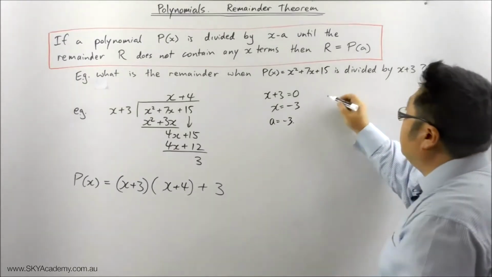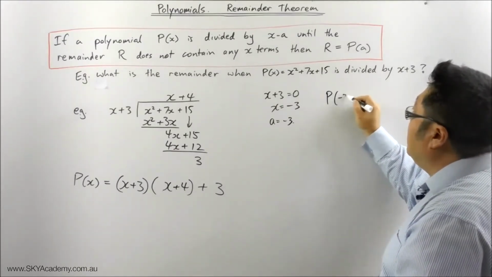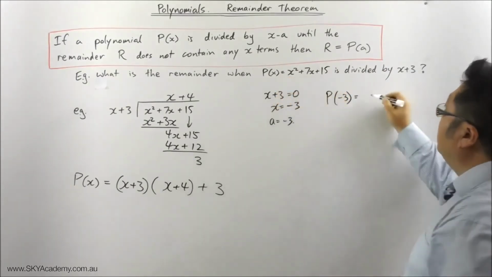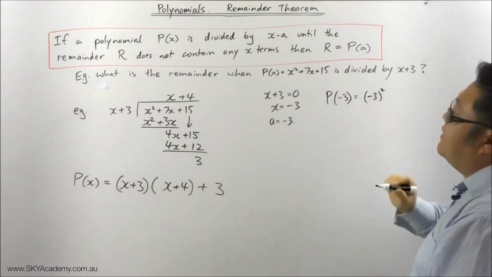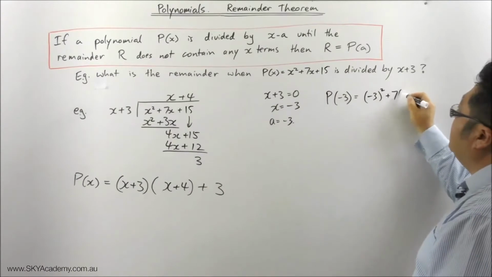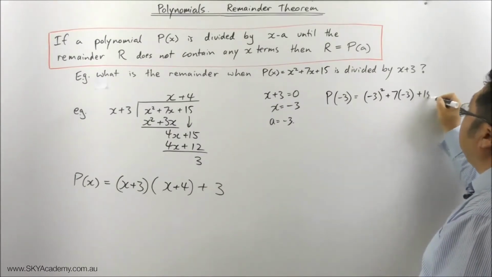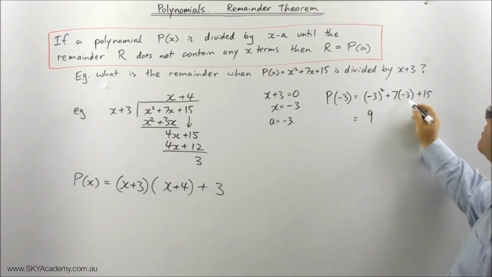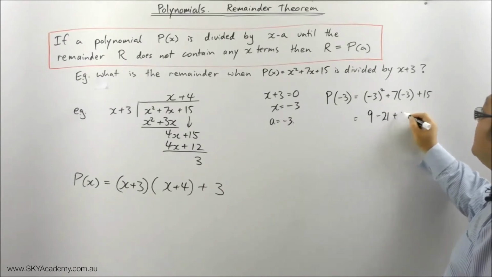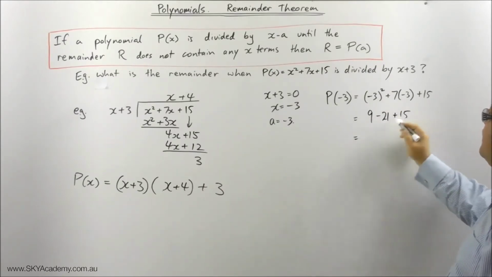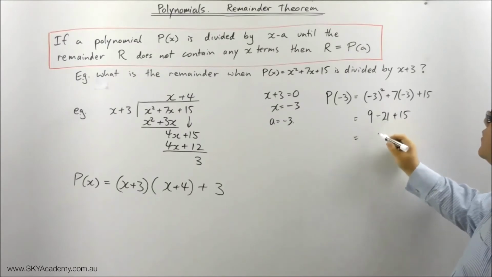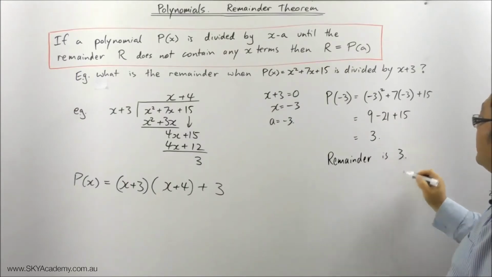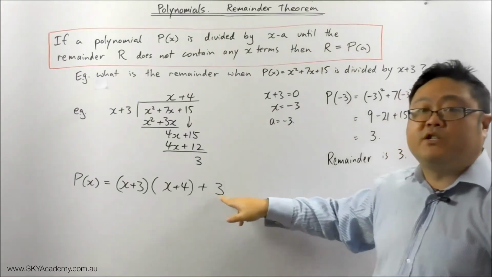Okay, so p of minus 3 equals, we substitute this into that equation, minus 3 squared plus 7 times minus 3 plus 15. Minus 3 squared is 9. 7 times minus 3 is minus 21. Plus 15. 15 plus 9 is 24. Minus 21 is 3. So your remainder is 3, which is basically what we got in long division as well.